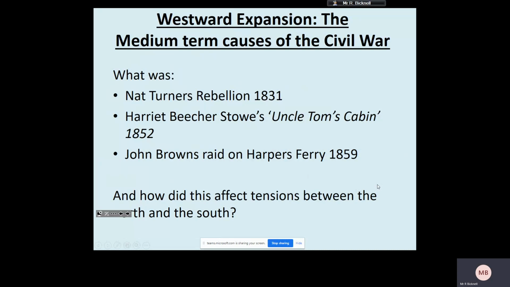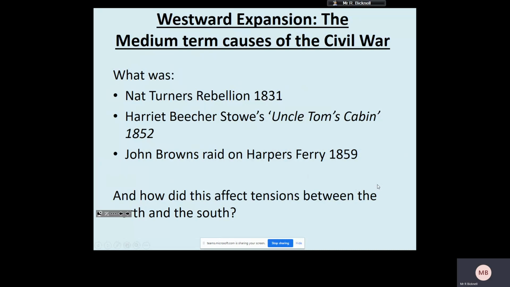And then lastly, John Brown. John Brown was a good man, well done. John Brown was an abolitionist, and he led a raid on Harper's Ferry. Harper's Ferry was an arsenal where they kept guns. His plan was to steal lots of guns, give them to the slaves so they could kill their white masters.